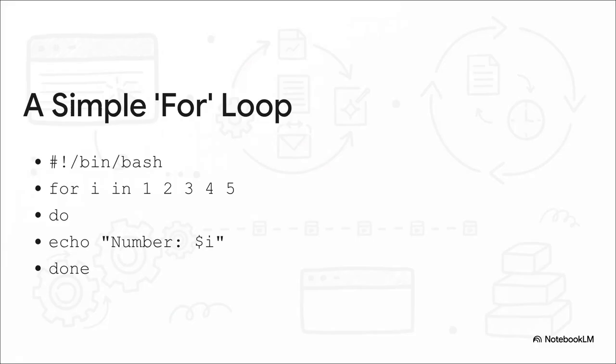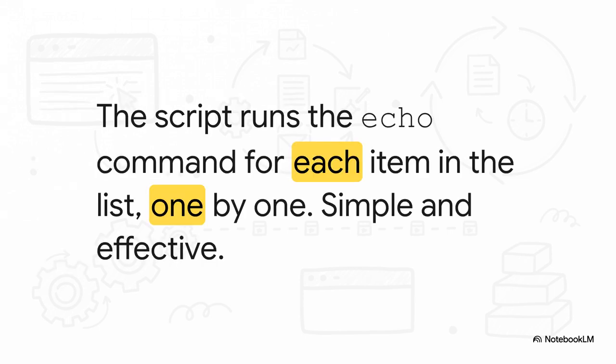It's predictable. And look at how simple the structure is. All we're saying is, for each item in this list, in this case 1, 2, 3, 4, and 5, let's call it i for now, and then do something with it. Here we're just printing it out to the screen using the echo command. And the result? Well, it's exactly what you'd expect. No surprises here. The script just ran our echo command for each number in that list one by one. Simple, clean, and super effective.